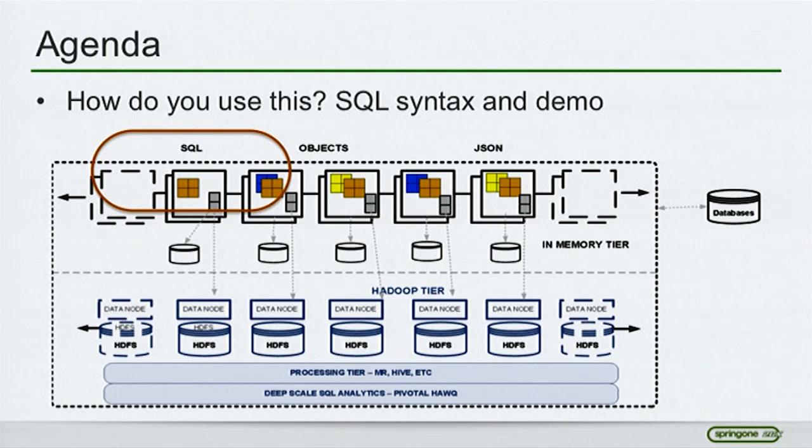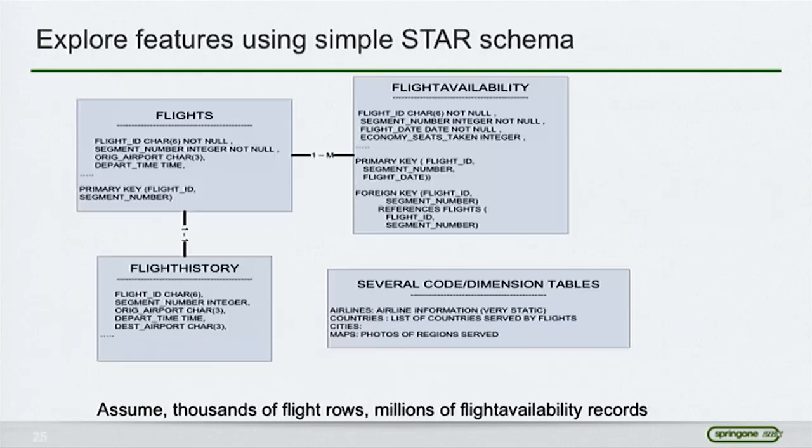Okay, great. So to start off, we're going to take a look at how it looks from an in-memory perspective. We're going to use a little schema here showing some flights. Every time someone buys a seat or gets a refund for their ticket, we'll update the flight availability table. Every time a flight lands, we'll update the flight history table and record all this information. We're just using this as an example schema.